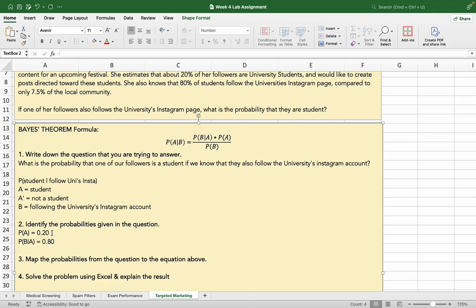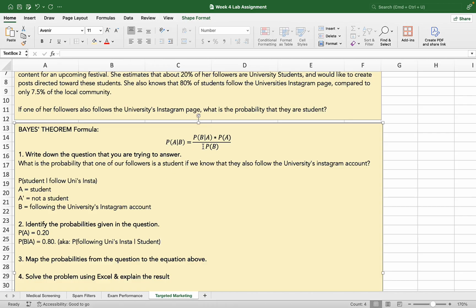We can also think of this as saying the probability of following, I'm just going to call it following uni's Insta, if you're a student. All right, that's the probability of B given A. So now we have this entire numerator because we're given the probability of being a student and the probability of following Instagram given that you're a student.